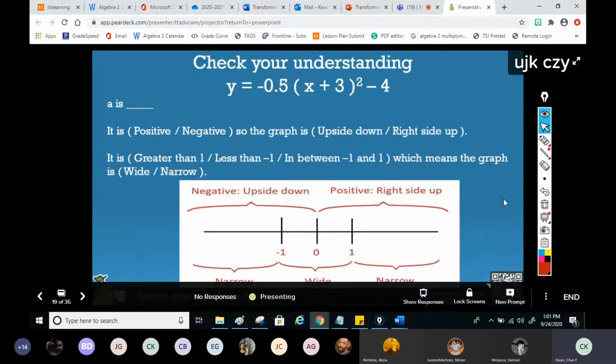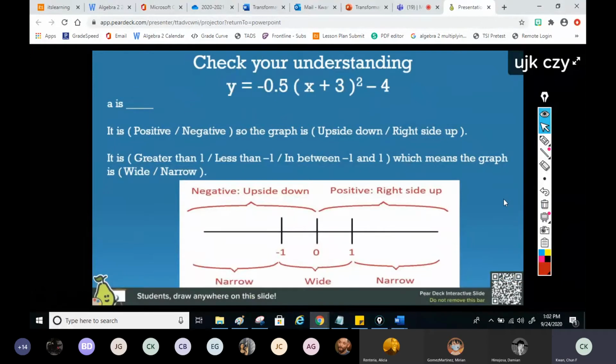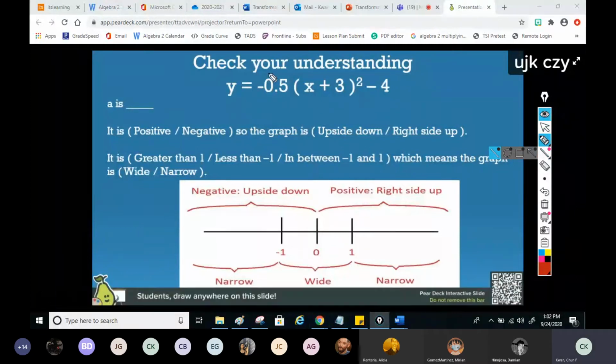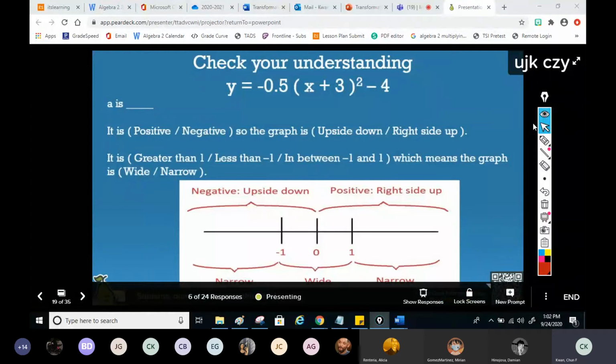All right, let's do one more right here. This one, I want you guys to give it a try. In front of you, there is a quadratic function. Tell me which number is A, then find it on the number line, label it, and tell me if it is positive, negative, upside down, right side up, and whether the graph is wide or narrow. I'll give you 2 minutes to work on it. Go ahead and switch to Peer Deck and give it a try, please.